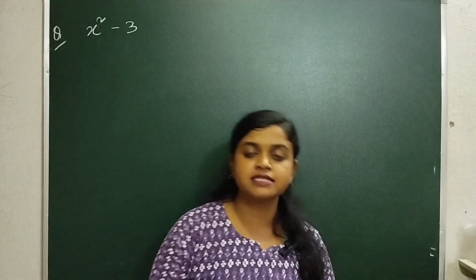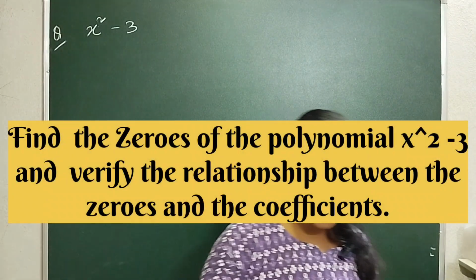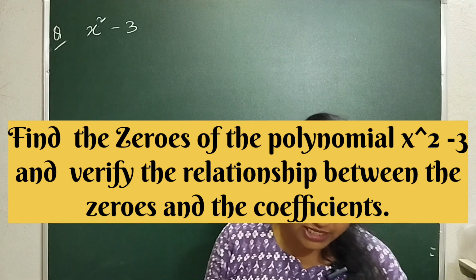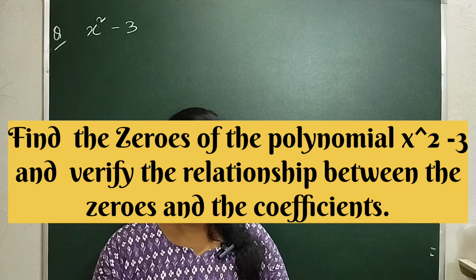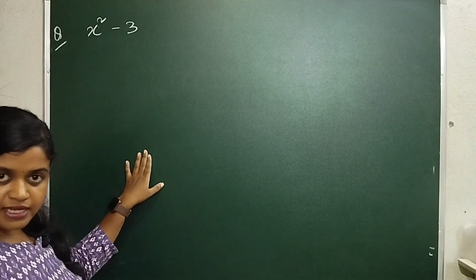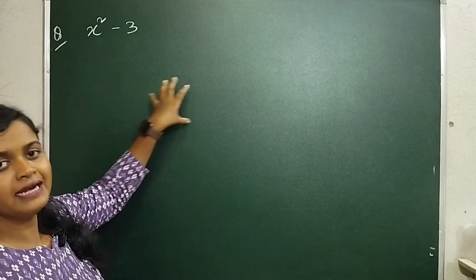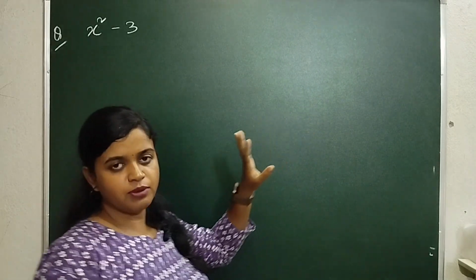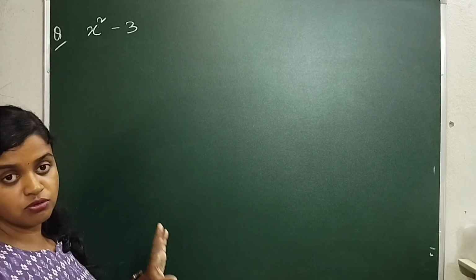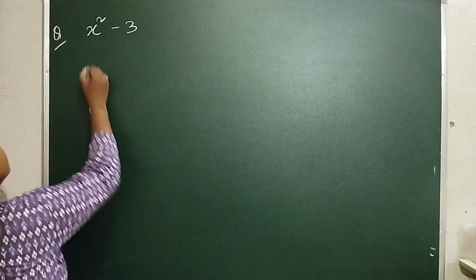Now let us discuss questions related to this topic. So the question is: find the zeros of the polynomial x square minus 3 and verify the relationship between the zeros and the coefficients. So this is the polynomial x square minus 3, and we have to find the zeros of the polynomial and the relationship with the coefficients of the polynomial. So first we have to factorize. We have to find the zeros of this polynomial.